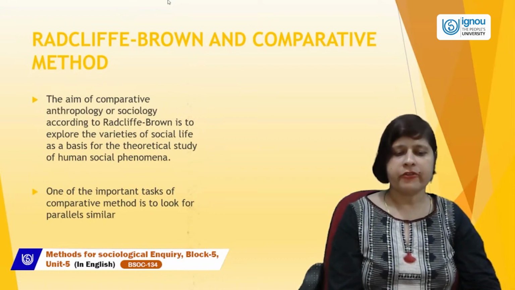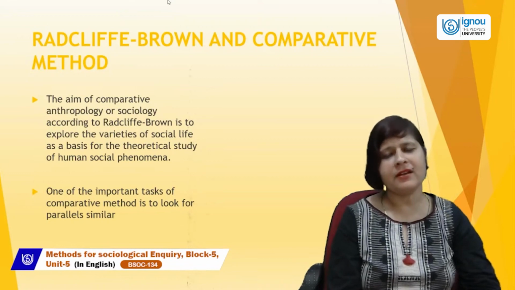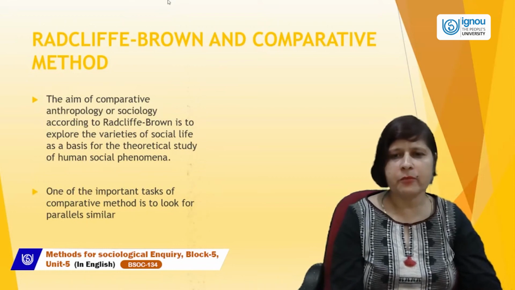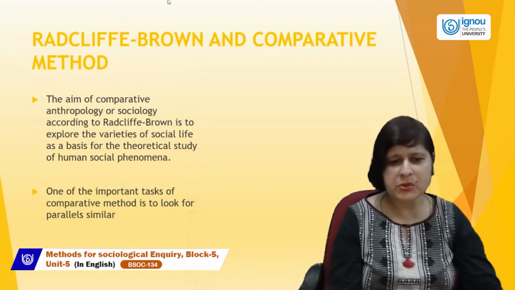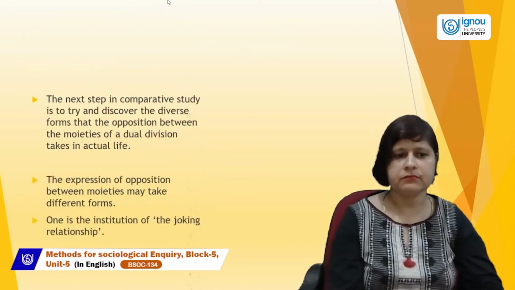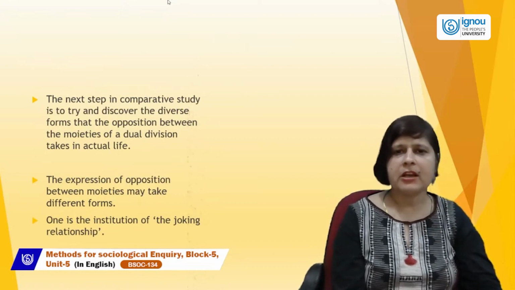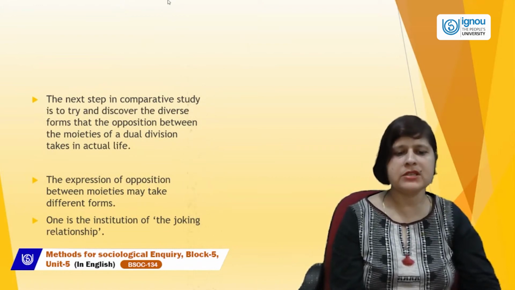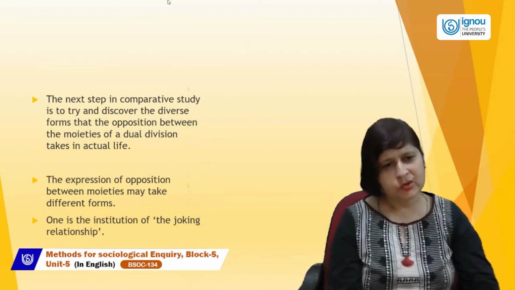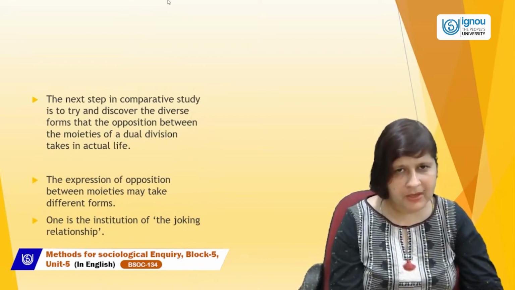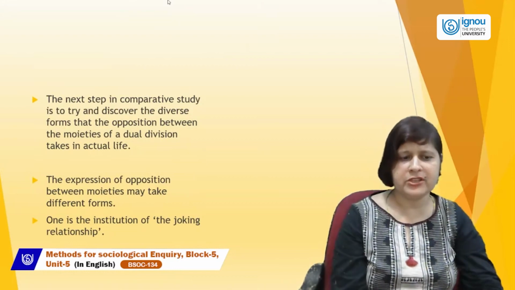One of the important tasks of comparative method is to look for the parallel similars. Why do we apply this comparative method, or why do we compare various societies? Just to look for the parallel similars. The next step in comparative study is to try and discover the diverse forms that the opposition between the moieties of dual division takes in actual life. First is to find out the similarities and the differences.